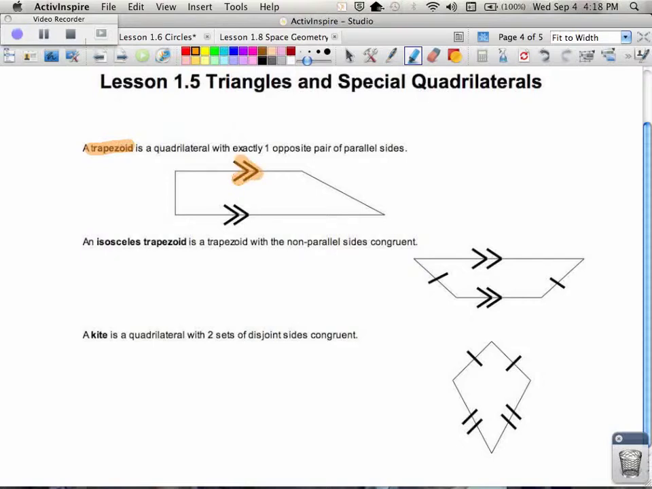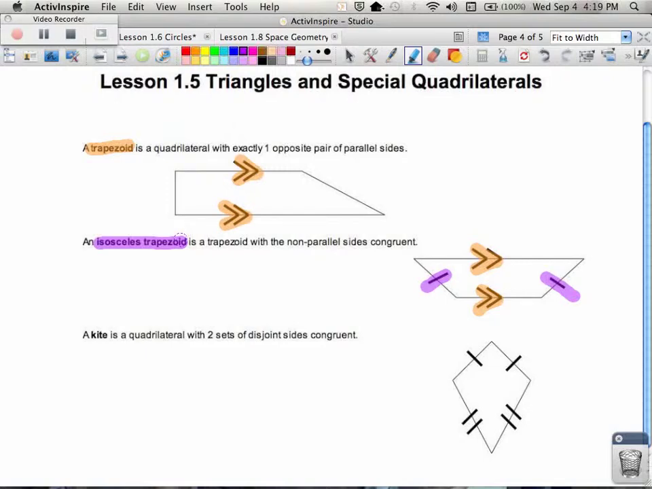So notice that these markings on the four-sided figure are indicating that they're parallel, and we have something called a trapezoid because of that. If, in addition to the parallel sides that we saw earlier, we also see other markings which indicate the non-parallel sides are congruent, then they call that an isosceles trapezoid, because two sides are equal and the other two are parallel. So an isosceles trapezoid is a special kind of trapezoid. Two parallel sides and then two congruent sides, and the congruent sides are the ones that are not parallel.